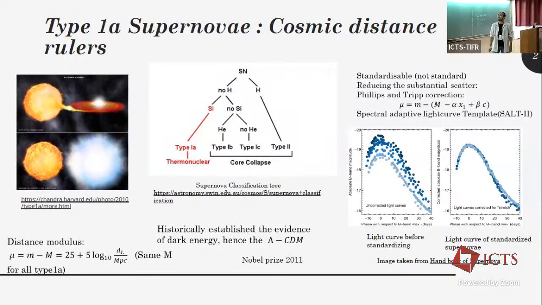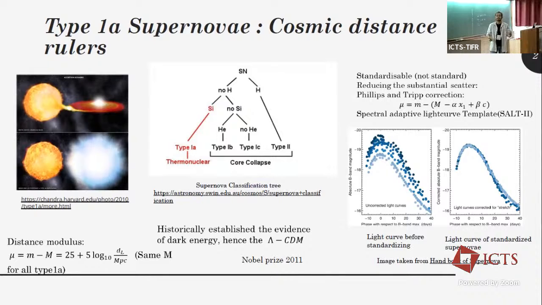They are a class of supernovae which don't have any hydrogen line in their spectrum, but do have a silicon line, and they are thermonuclear supernovae. They have been of very historical importance, as they established the evidence of dark energy. The progenitor of Type Ia supernovae is believed to be a binary system of a normal star and a white dwarf.